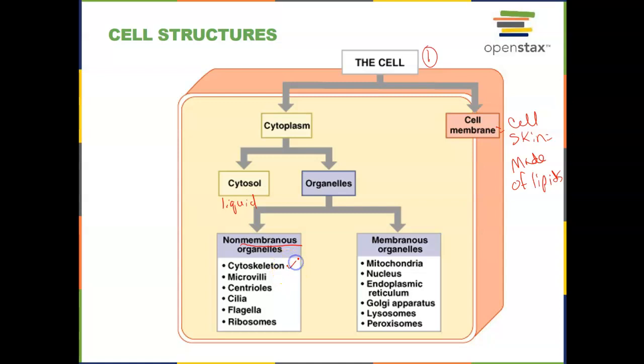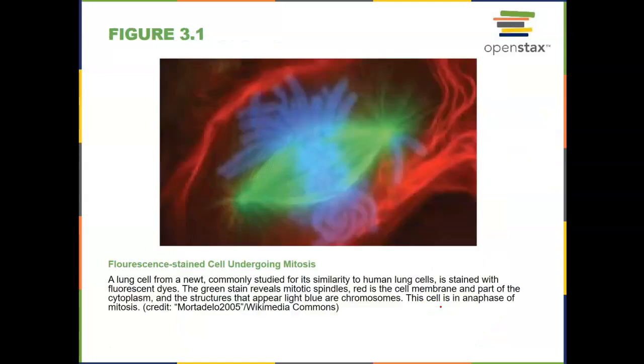That would include the cellular cytoskeleton, which is made up of actin and beta-tubulin, microvilli, centrioles, cilia, flagella, and ribosomes. Ribosomes are made out of RNA. Membranous organelles are all the organelles that have a membrane that looks a lot like the cell membrane. I wouldn't say identical, but really similar. So that includes the mitochondria, the nucleus or nuclear envelope, if you want to think about just the outside, the endoplasmic reticulum, both rough and smooth, the Golgi apparatus, lysosomes, and peroxisomes.